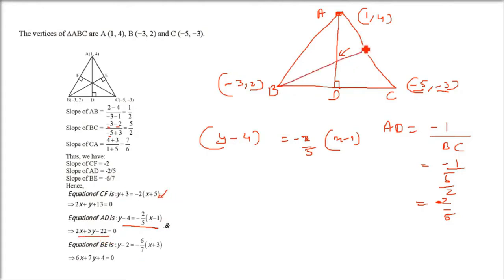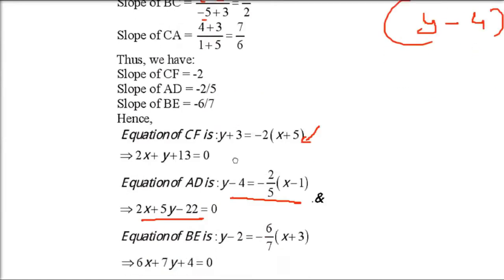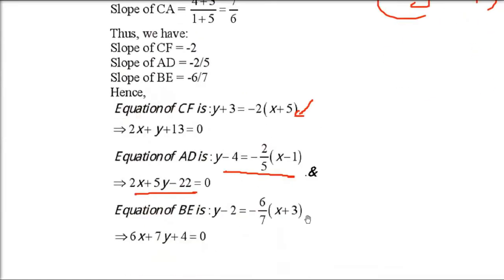Other two you can do. You have to find out the slope of AC and find the line which is perpendicular from B to AC. Similarly, a line which is perpendicular from C to AB and passing through C. So these are the three equations. Let me enlarge it so that if you're doing it, you know exactly what the content is.